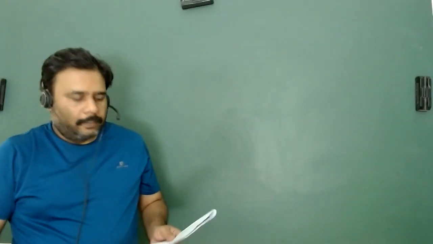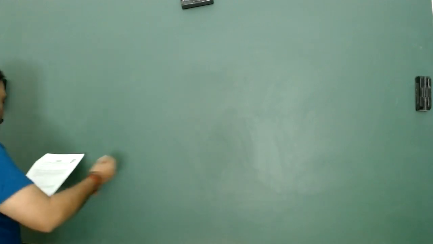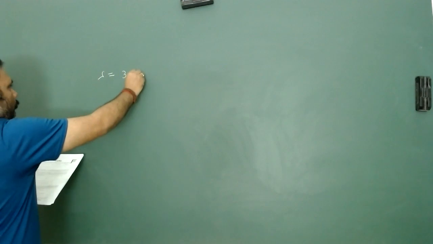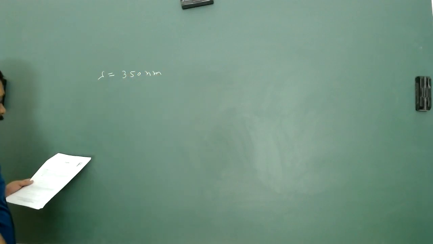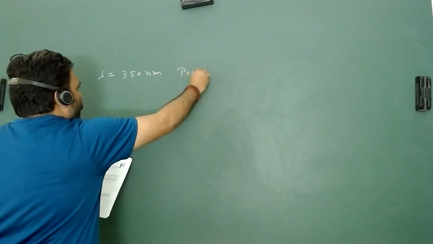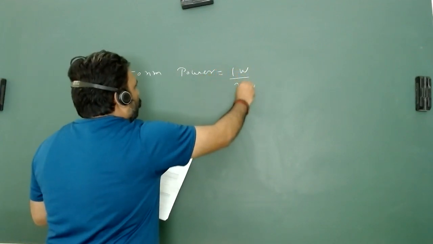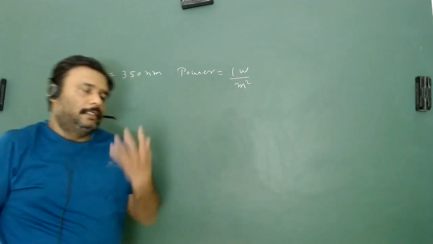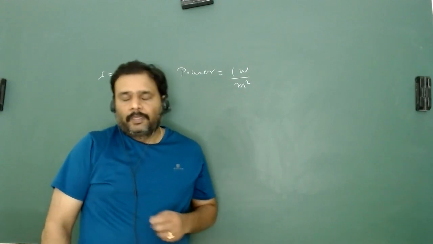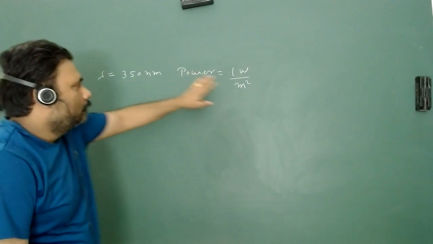So let's go for the next problem. In this problem, it is given that there is ultraviolet light. The wavelength is given as 350 nanometer. This light also has a power given as 1 watt per meter square. Power is nothing but the energy per unit time per unit area. So the ultraviolet light pulse has this much energy and this much power.